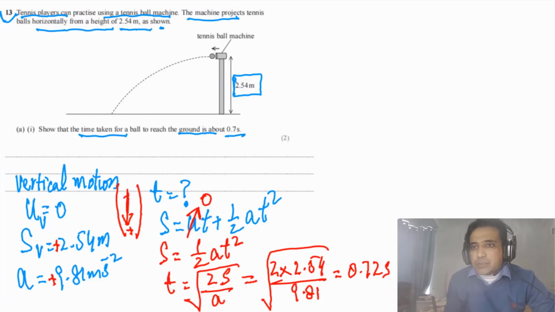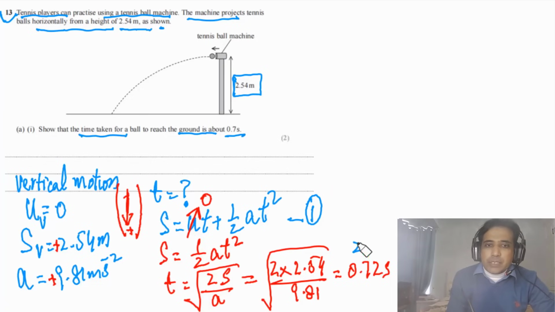This question has 2 marks. The first mark you will get if you have used this formula. The second mark you will get if you have got the right answer.